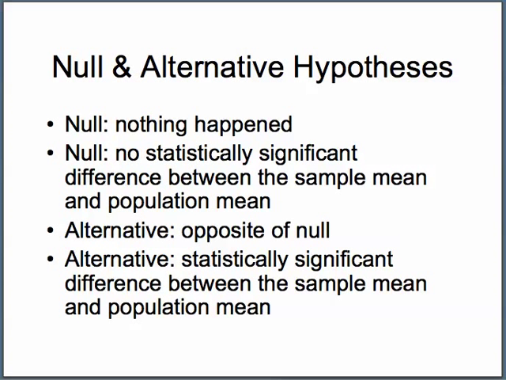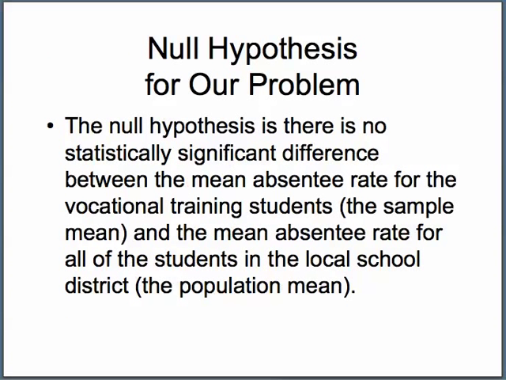Transferring this principle to our problem, the null hypothesis is there is no statistically significant difference between the mean absentee rate for the vocational training students, the sample mean, and the mean absentee rate for all the students in the local school district, the population mean.